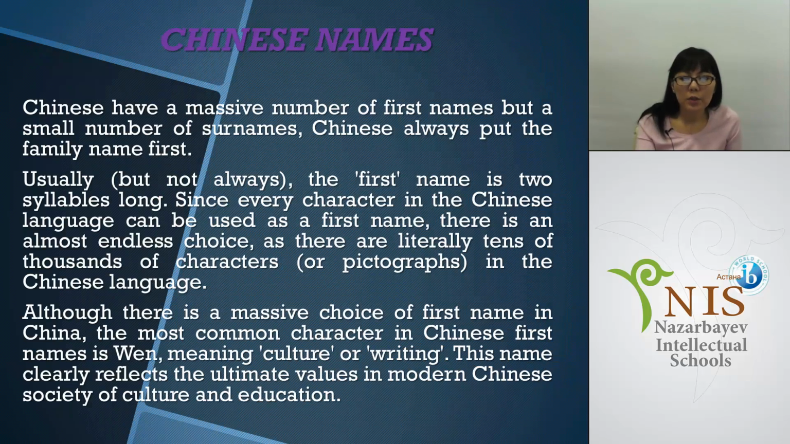And Chinese names we were talking about previously: usually, but not very often, the first name is two syllables long, only two. Since every character in the Chinese language can be used as a first name, there is almost endless choice, because they have lots of characters and can add any they wish. Although there is a choice of first names in China, the most common character in Chinese first names is Wen, meaning culture or writing. This name clearly reflects the ultimate values in modern Chinese society of culture and education. It shows that they try to have their children educated and close to their culture, and to follow the culture of Chinese people.